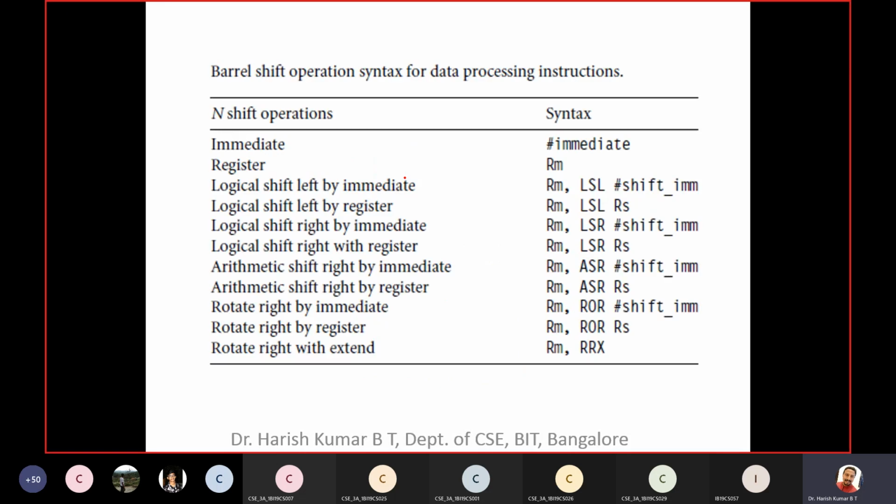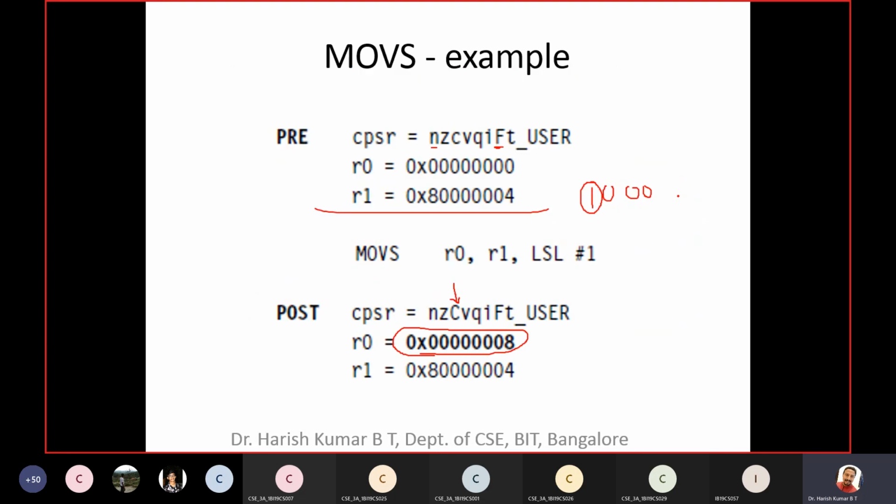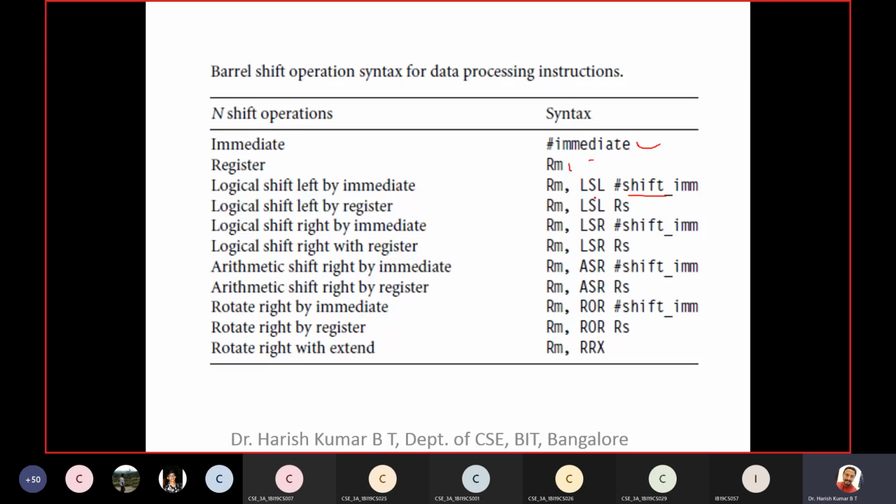Okay, this is the example. Now the barrel shift operation syntax for a data processing instruction. You can also give an immediate number. If it is an immediate we write it like this, and if it is a register we write it like this. So logical shift left by immediate: RM, LSL, immediate. All the examples we discussed till now were immediate, because the shift amount was specified as an immediate number. That means it comes to this format.